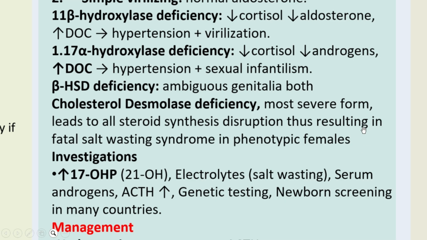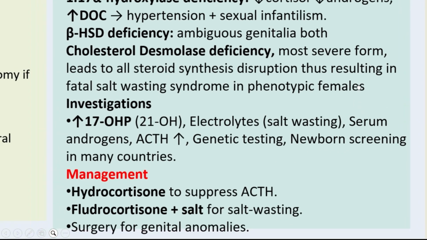and it's going to lead to fetal salt wasting syndrome that is going to be seen in phenotypic males, females, all those that are supposed to be females. So for investigations, you're going to basically check for these hormones. You're going to do analysis for the hormones. You can do electrolytes where you can see things like salt wasting. You can check for serum androgens and see are they high. You can do ACTH, it will be high. Then you can do genetic testing, and newborn screening is also done in very many countries.